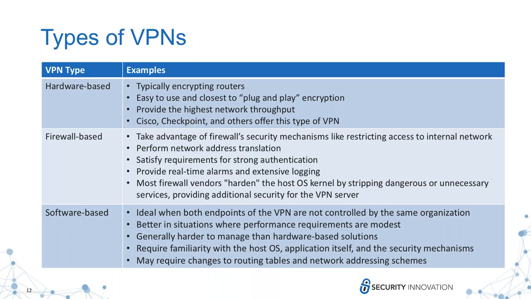Hardware-based VPNs are typically dedicated appliances that provide just VPN capabilities. They usually provide the highest network throughput, but they might not be as flexible or easily deployed as software-based solutions. They're often the most expensive, but they can work best when deployed consistently. So whether within your own organization or across multiple organizations, if you know you're using the same hardware, configuration and security should be a little bit higher, a little bit easier to deploy.